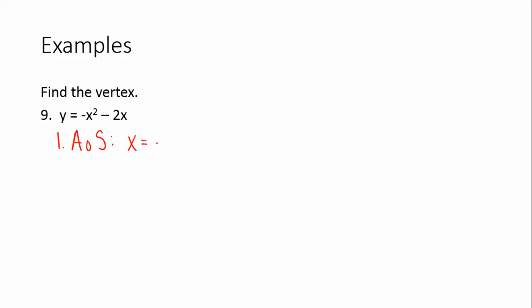X equals negative b over 2a. So here we have our negative b. B is a negative 2, so we want the opposite of negative 2. So positive 2 over 2 times a is a negative 1. So that's going to give us 2 over negative 2 or negative 1. Remember again, the axis of symmetry is a vertical line. It's x equals negative 1. But it's also the x-coordinate of the vertex.